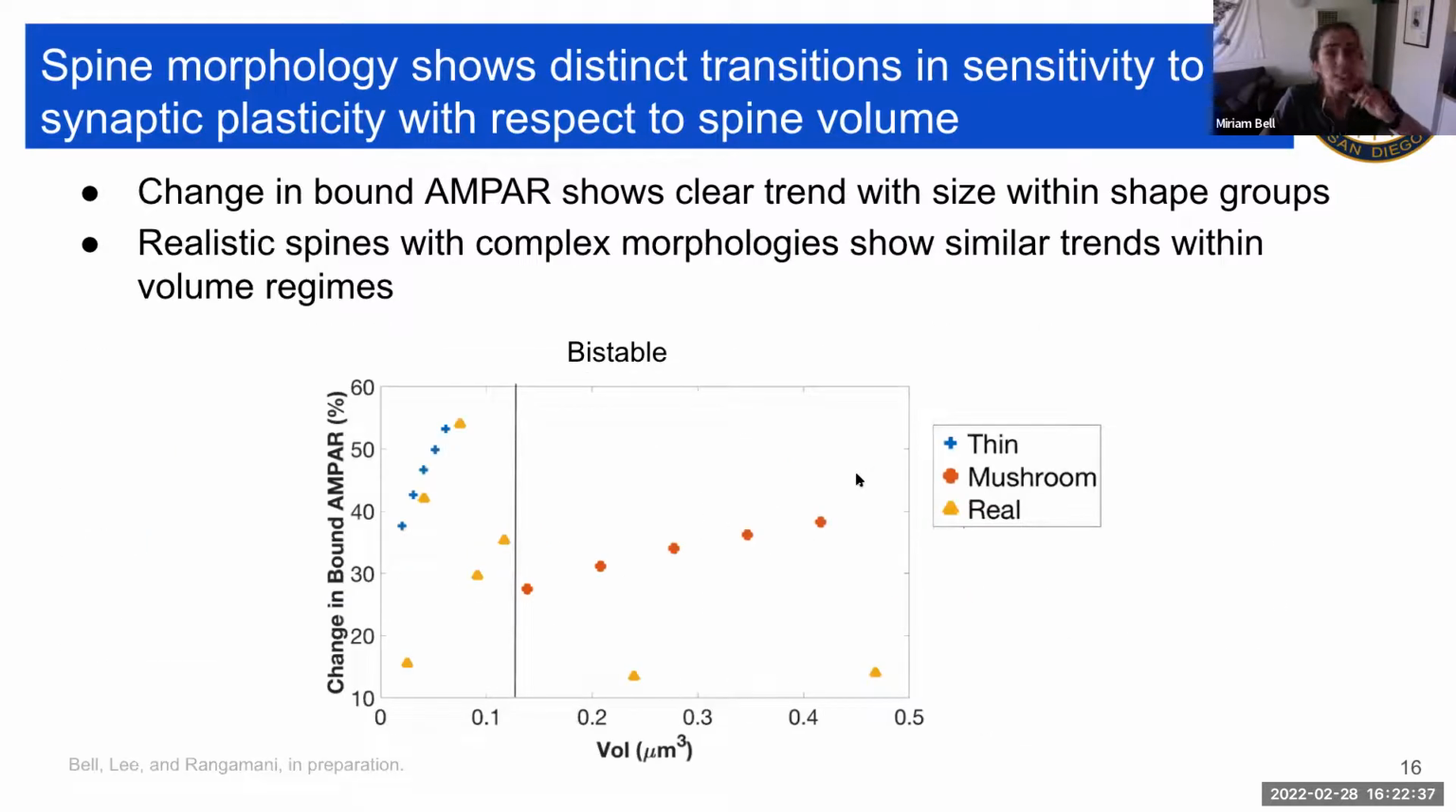Okay, so we wanted to see if these trends held for realistic geometries. So here I'm plotting the same figure as before for the bistable model with thin and mushroom spines, but I'm now showing the results for simulations in 7 realistic spines of different morphologies. So you can see here that while the trends aren't as clear as the idealized case, the realistic spines shown in yellow still show higher percent change for smaller morphologies, with this transition region around here where the percent change seems to reset.